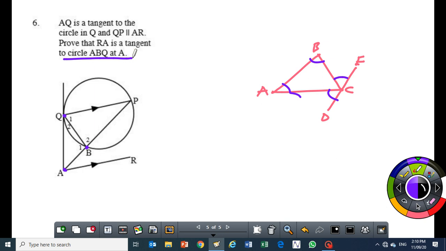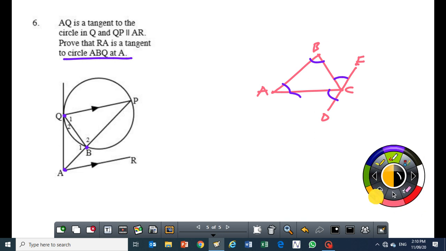Circle ABQ means that points B, Q, and A will be on the circumference. The circle is not drawn, but it can be drawn in such a way that points A, B, and Q will be on the circumference. So the question is, prove that AR is a tangent to a circle which passes through points A, B, Q. Now to do that, it's not that complicated.